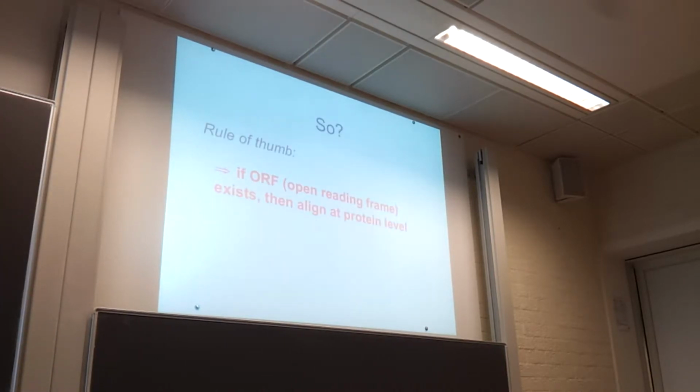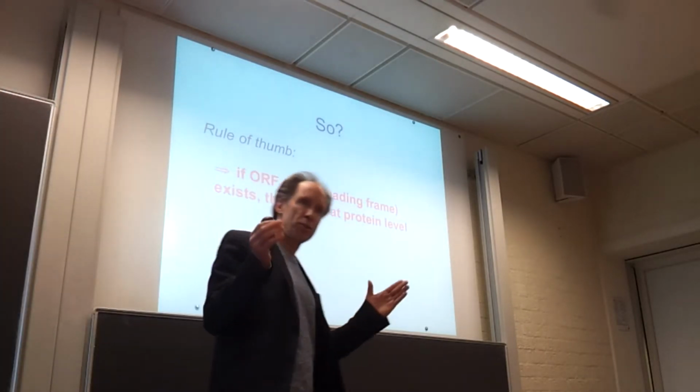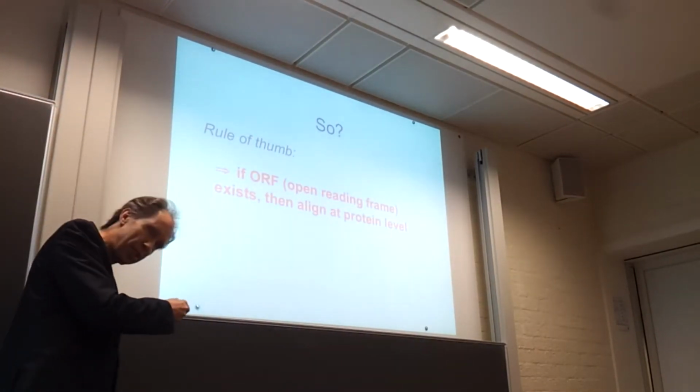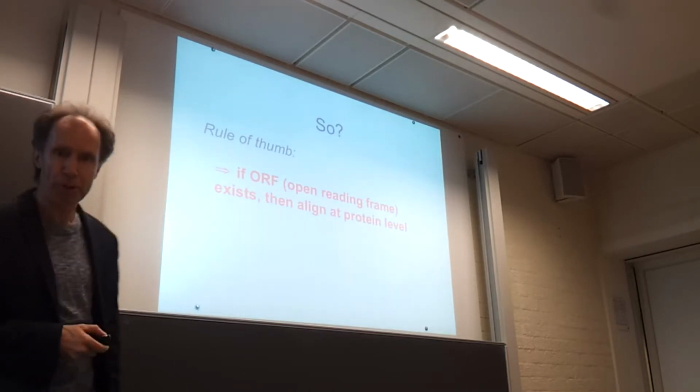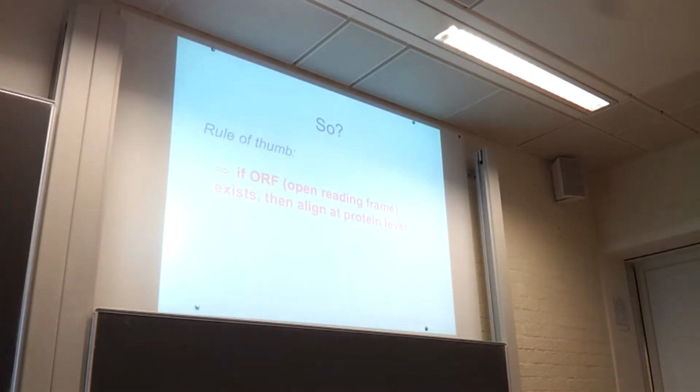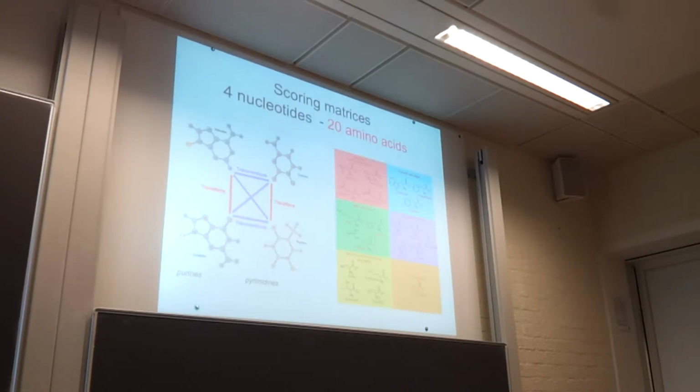Okay, but anyway, rule of thumb: if you have an open reading frame, that is a stretch of DNA where you suspect that a protein might be encoded, then it's a good idea to at least try and align at the protein level, also because you're closer to functionality. The proteins are the doers in the body. They perform the task that is encoded in the DNA.